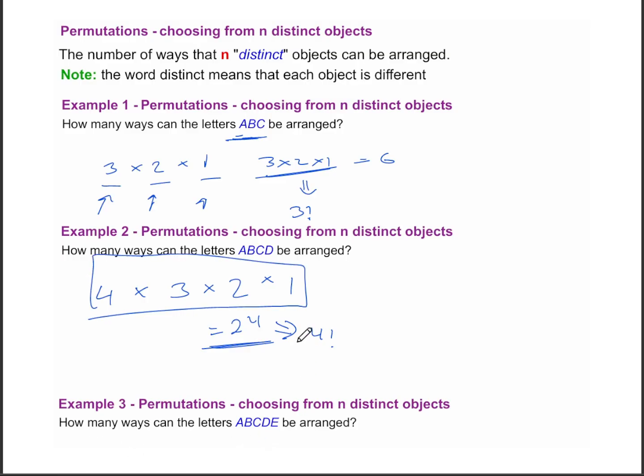Same thing for this, 5 letters. You get the gist, it's going to be 5 factorial because there are 5 options. Then they go down to 4 options, then 3, then 2, then 1.